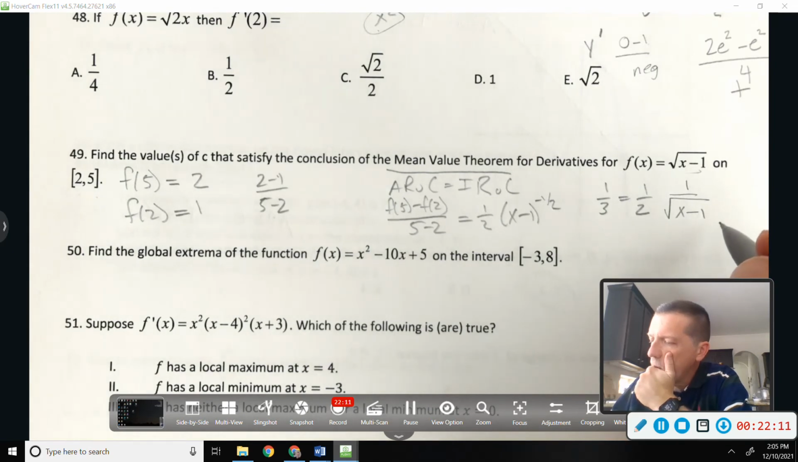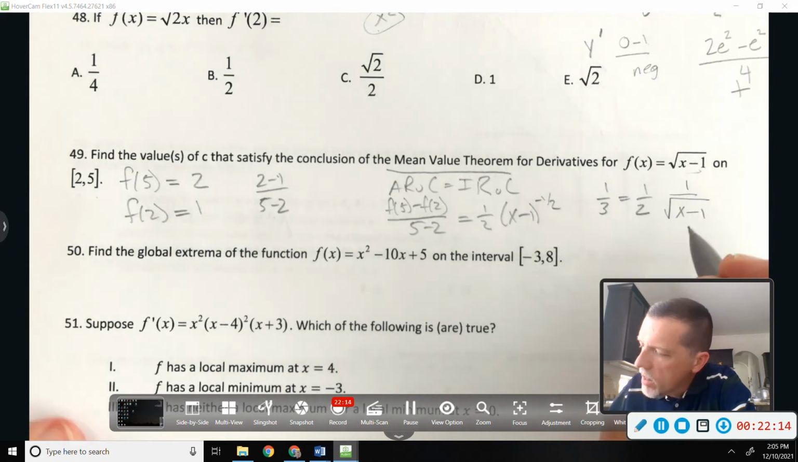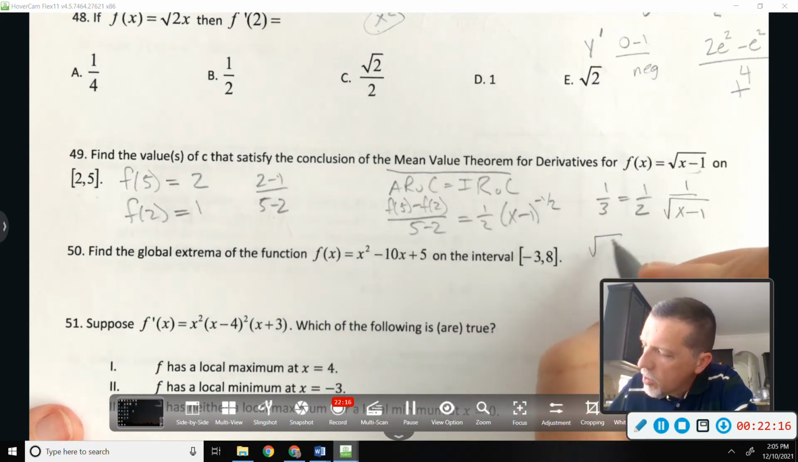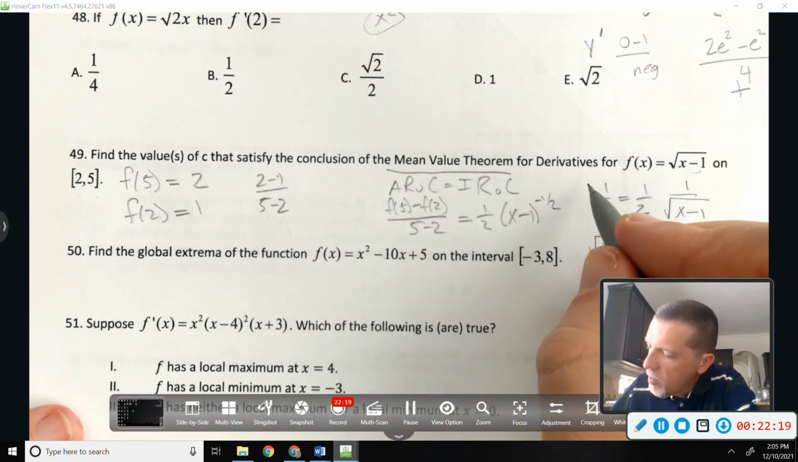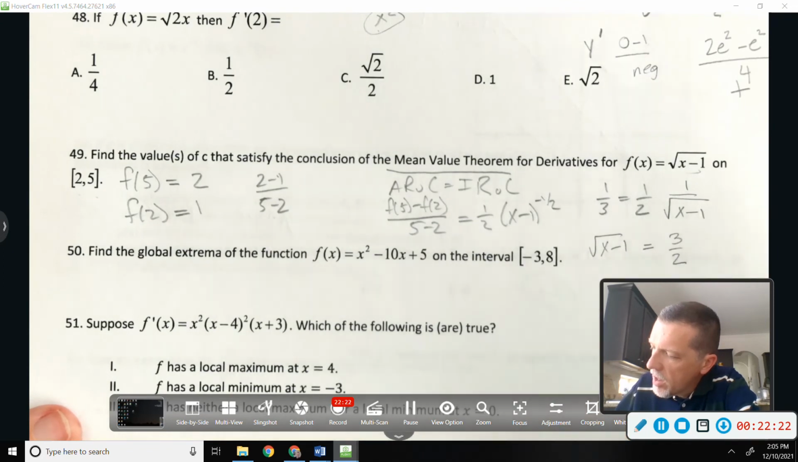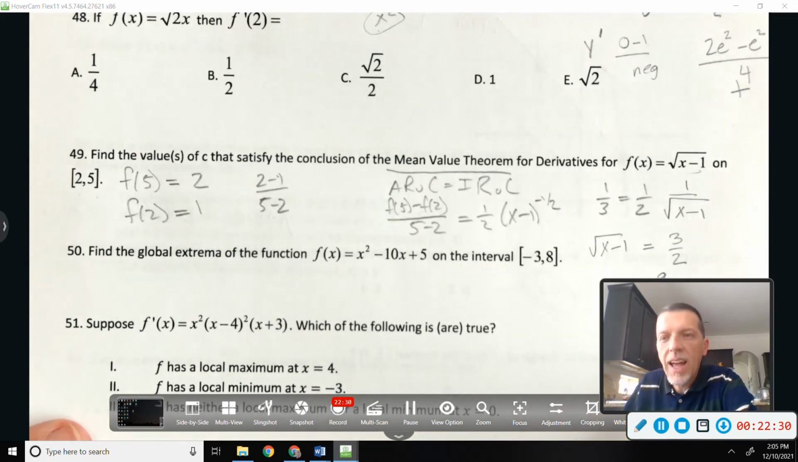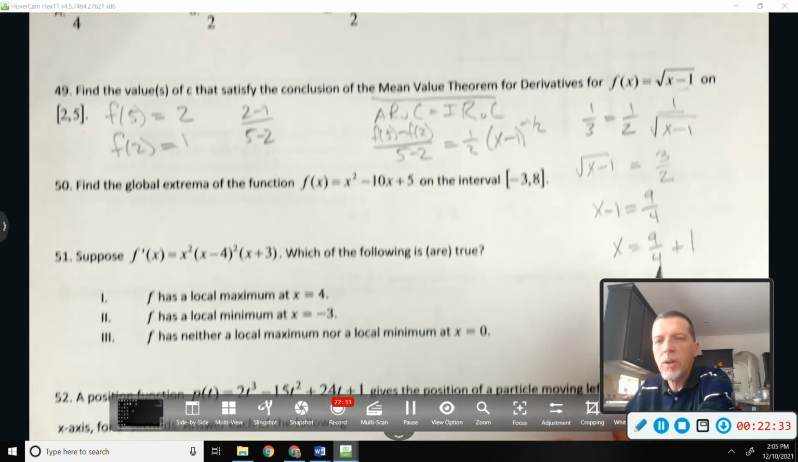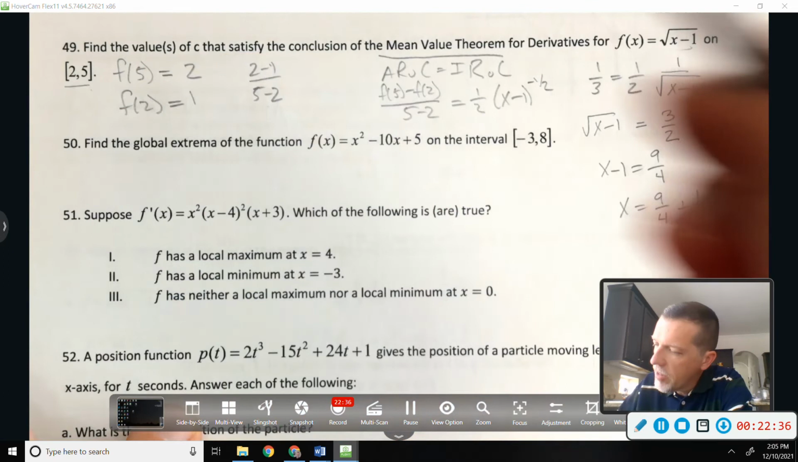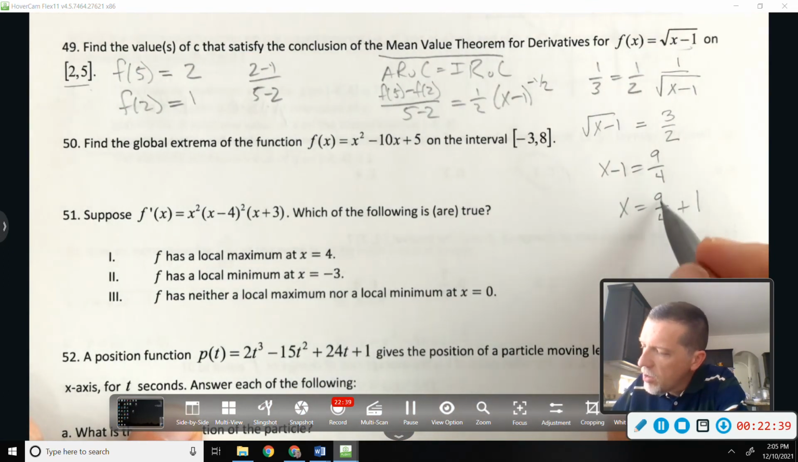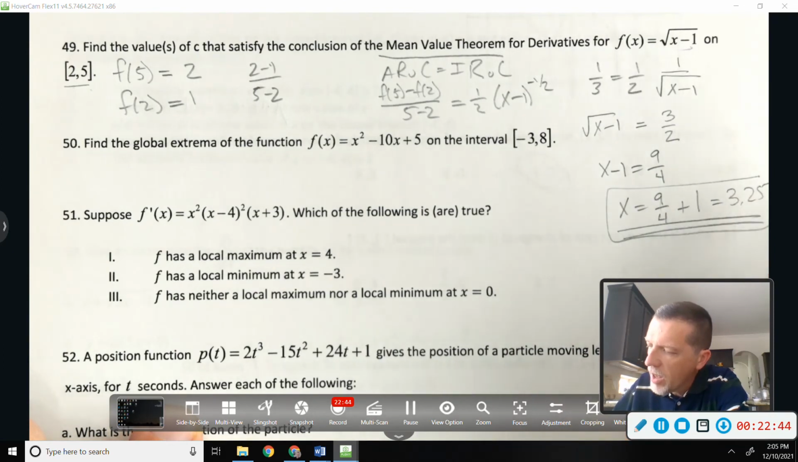Let's see. What do we want to do? I think I would put the square root of x minus 1 over here. Multiply both sides by 3. Square both sides and add 1, and double check, but that value better be between 2 and 5. Let's see, that's 2.25 plus 1 is 3.25. So, and there's my answer. At that x value, the I rock is equal to the A rock.